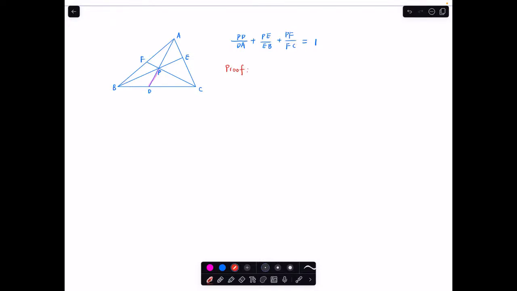Now, let's look at PD. Let's look at this term here, right? So, PD over DA, I claim that this is the area of triangle BPC over triangle ABC. Why is that the case? Okay, so this is triangle BPC here.